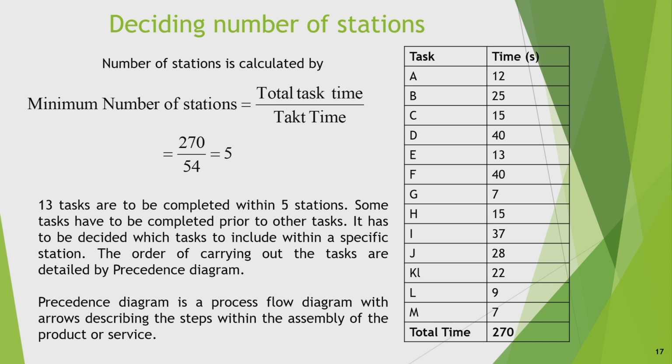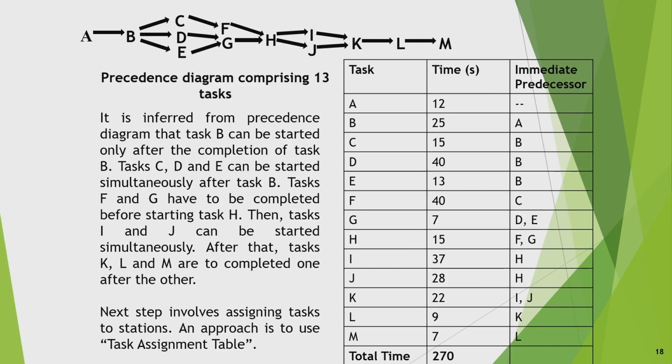Some tasks have to be completed prior to other tasks. It has to be decided which task to include within a specific station. The order of carrying out the tasks is detailed by the precedence diagram. A precedence diagram is a process flow diagram with arrows describing the steps within the assembly of the product or service. So this is the precedence diagram of these 13 tasks.